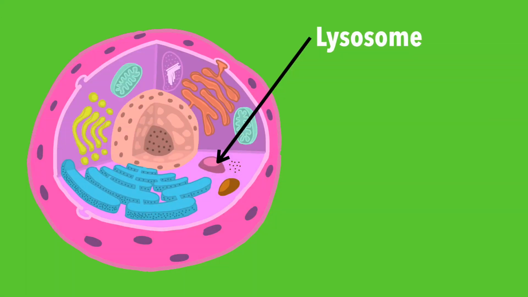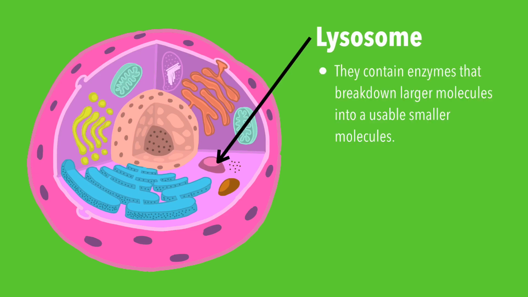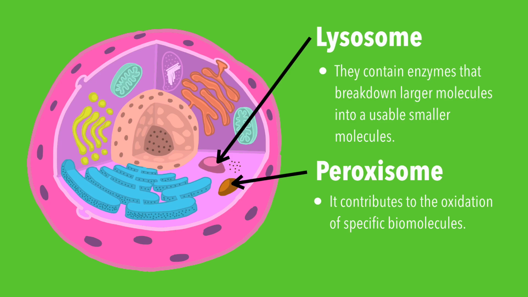Apart from the Golgi vesicles, there is another specialized vesicle called the lysosome. They contain enzymes that break down larger molecules into usable smaller molecules. Also, we can't miss the peroxisome. It contributes to the oxidation of specific biomolecules. Also, peroxisome is involved in the biosynthesis of membrane lipids.